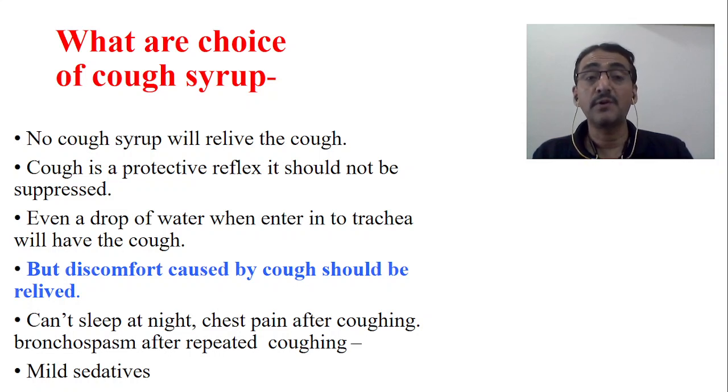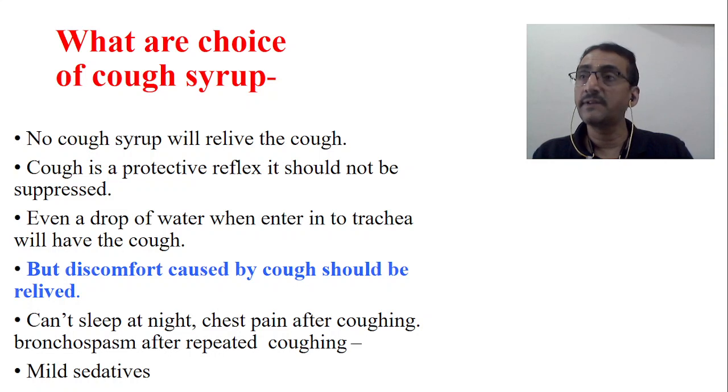Even a drop of water when it enters inside the trachea, there will be a cough. We will have a cough. But what we have to do is, we cannot leave the cough as it is. We should try to relieve the discomfort caused by the cough. That should be relieved. Suppose cough is there and the child is not able to sleep. Now this is a discomfort.